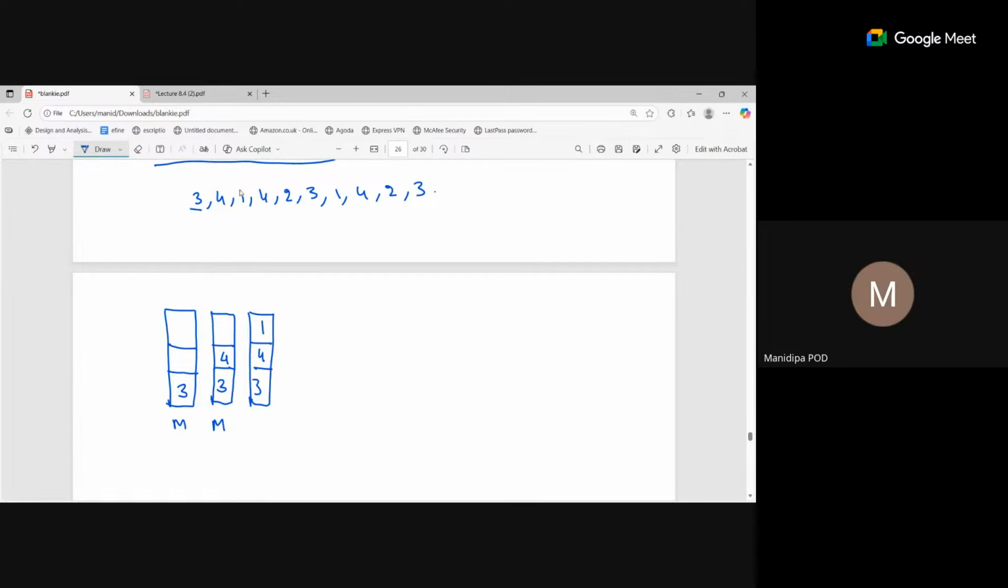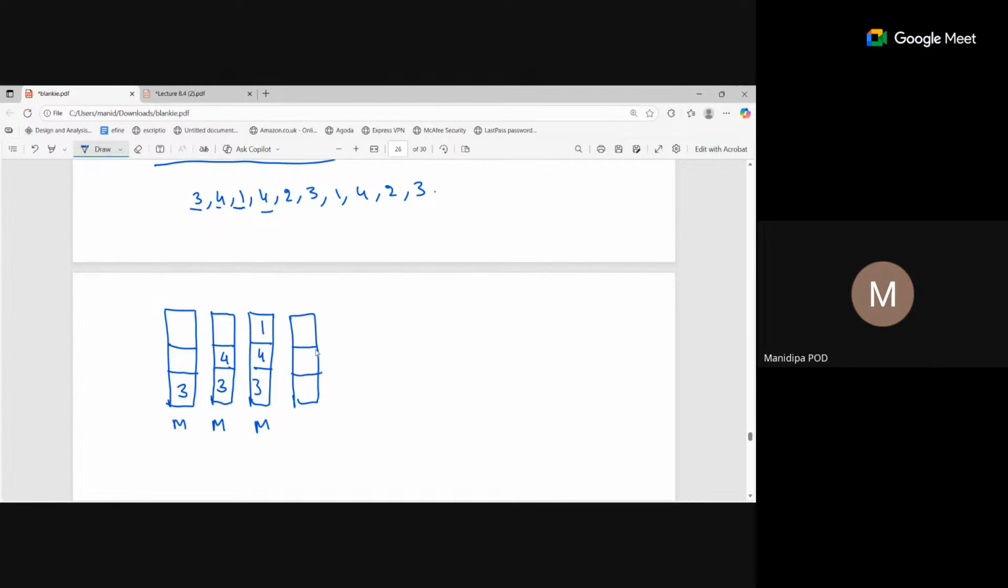Which is the most recently used one and which is the least recently used one? 3 is the least, right? 3 came first. It is the least recently used. 1 is the most recently used. So these are all 3 misses. Next, I want to bring 4. Hit or miss? Hit.